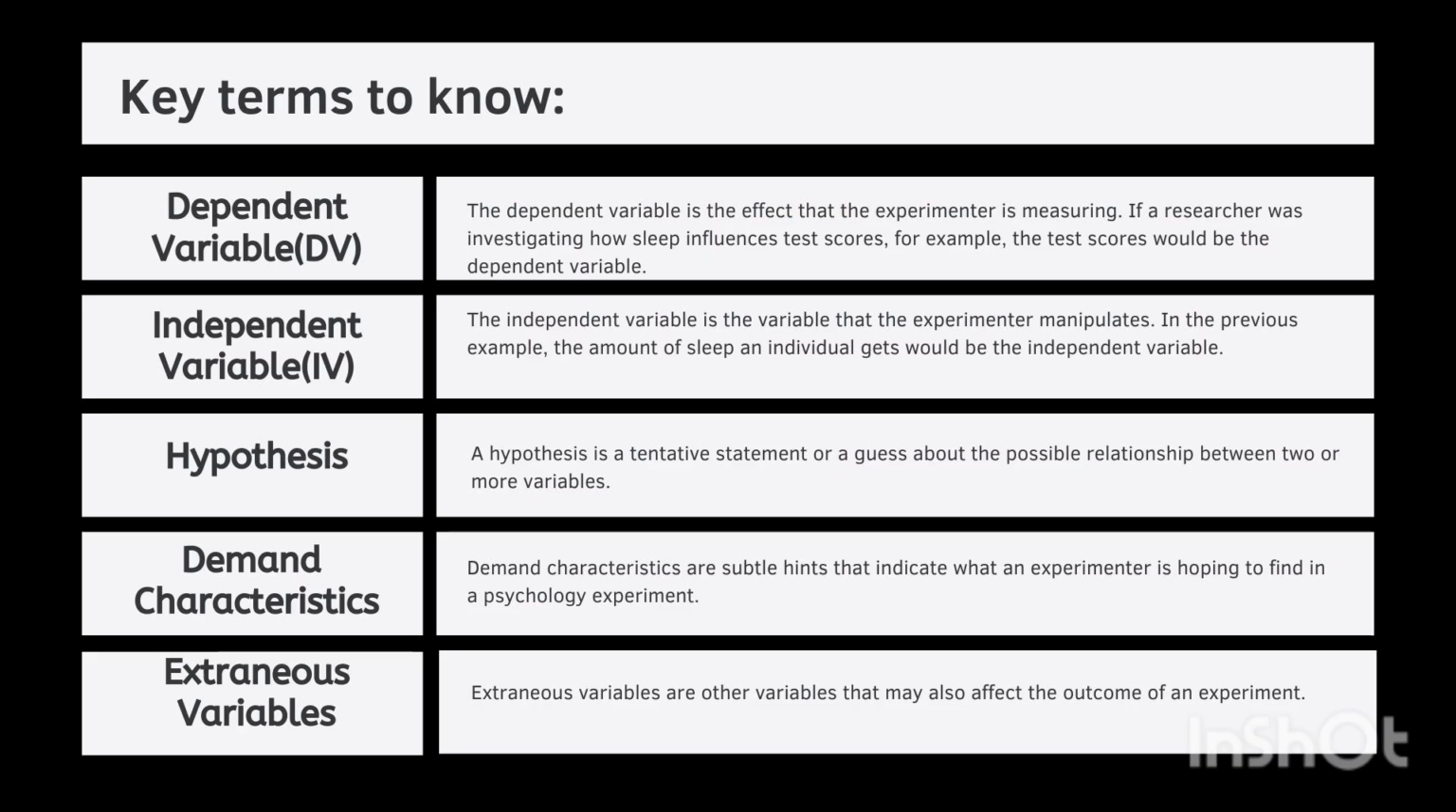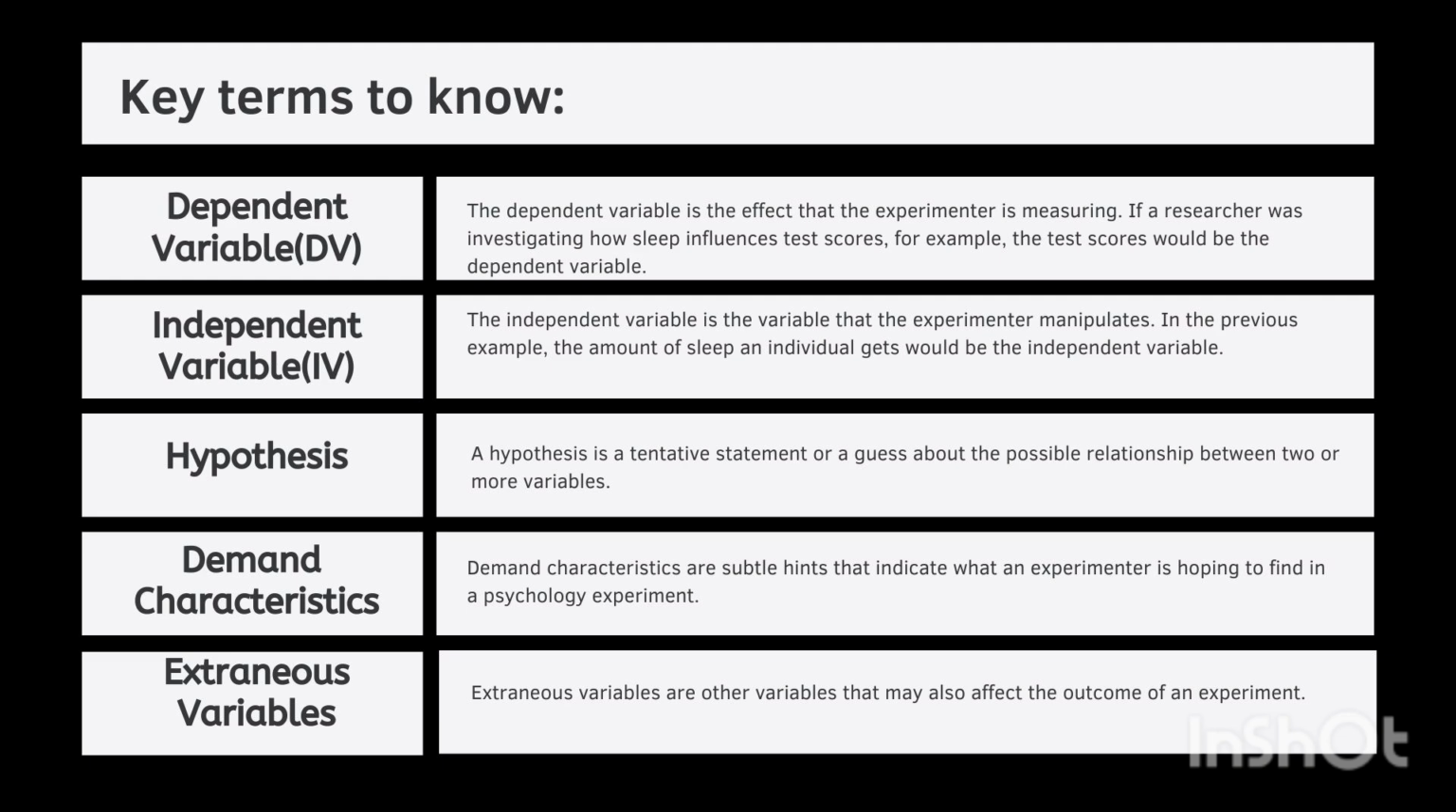Key terms to know. The dependent variable is the effect that the experimenter is measuring. If a researcher was investigating how sleep influences test scores, for example, the test scores would be the dependent variable. The independent variable is the variable that the experimenter manipulates. In the previous example, the amount of sleep an individual gets would be the independent variable.